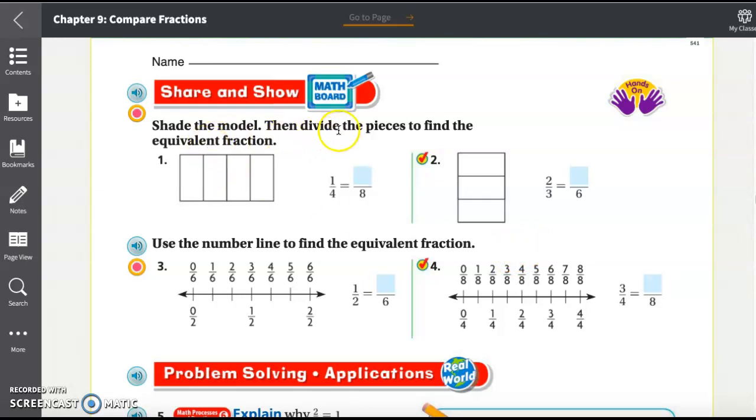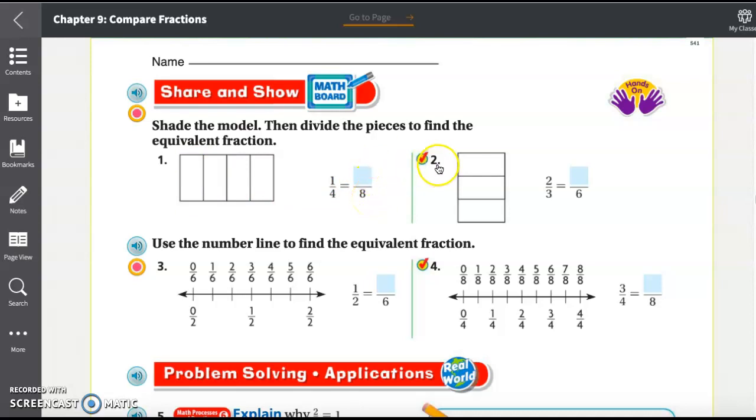Okay, it says shade the model, then divide the pieces to find the equivalent fraction. Well, first we need to do this, 1/4. So you need to shade in 1. And then we already have the 4. And then we need to divide it into 8. An easy way to divide that would be to draw a line across. Okay, because that would give you 4 on top, 4 on the bottom, that's 8. And then how many would be shaded? 2. This one and this one. So it would be 1/4 is equivalent to 2/8.